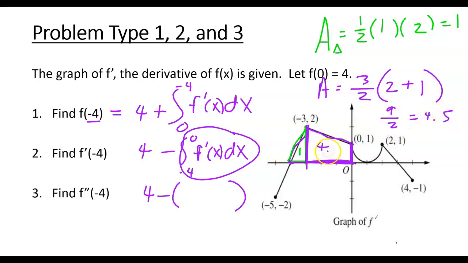So that one's 4.5. So we have 1 plus 4.5 for the total area there, which means I have 4 minus 5.5, and 4 take away 5.5 would be -1.5. So let's go ahead and put that answer in there.